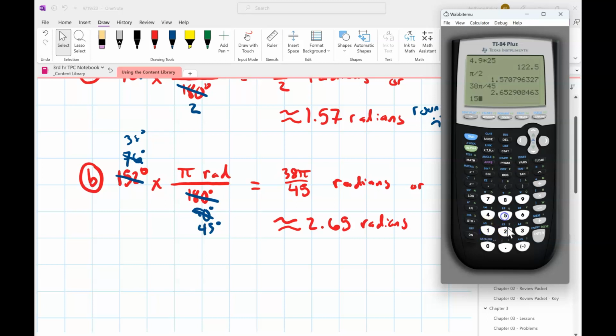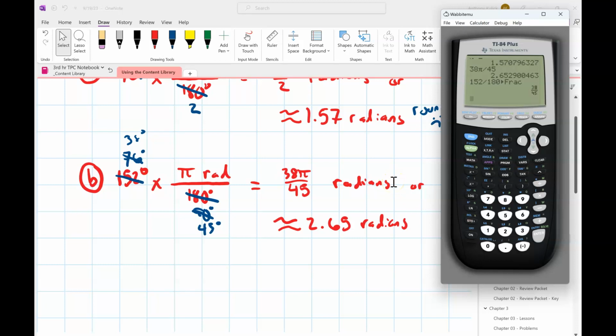So I'm going to do 152 divided by 180. And then I'm going to press Math and then select the frac command. What that's telling the calculator is to do 150 divided by 180 and then give my answer as a fraction. 38 over 45. That's nice, isn't it?